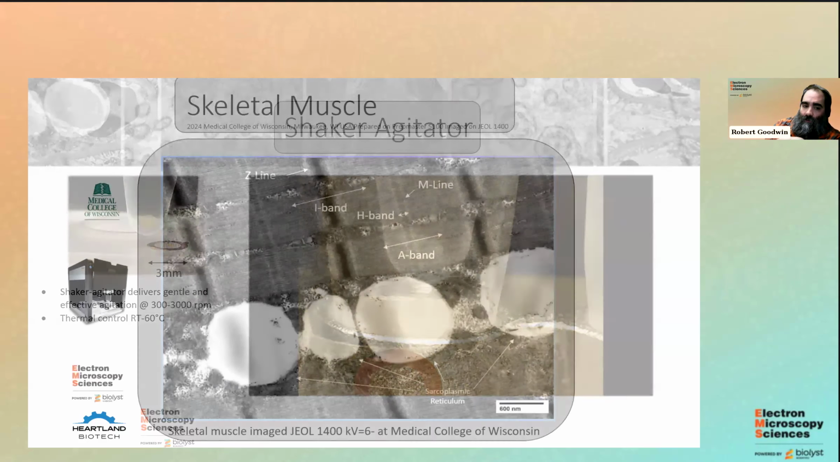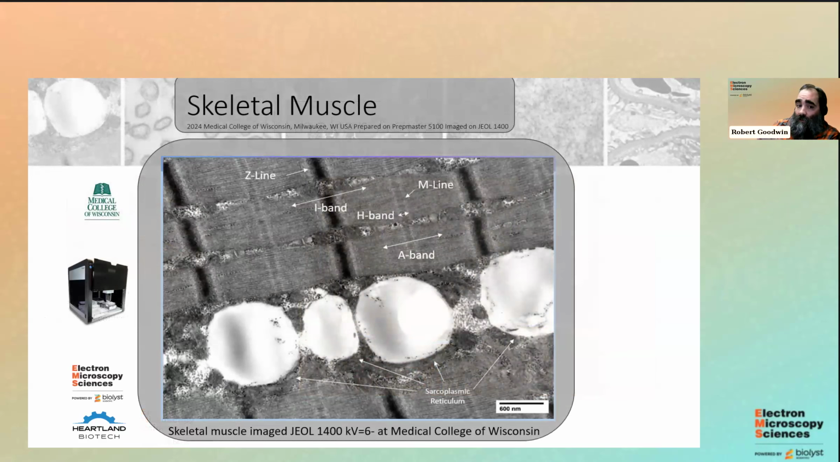Let's see, advance. There we go. So this is just going to get into some of the examples that I've done here. All these images coming up have been done on this tissue processor. The big thing that I'm showing is that there's no loss of contrast, no loss of tissue integrity.